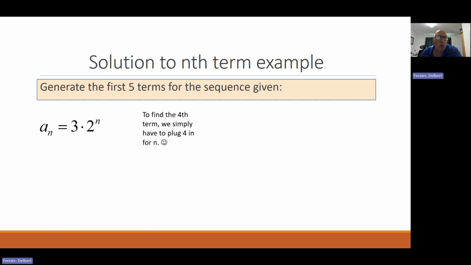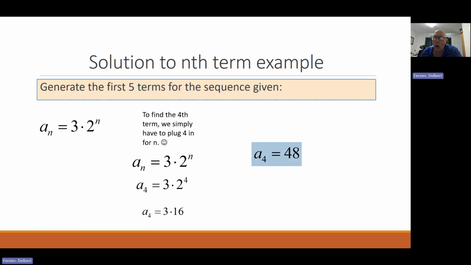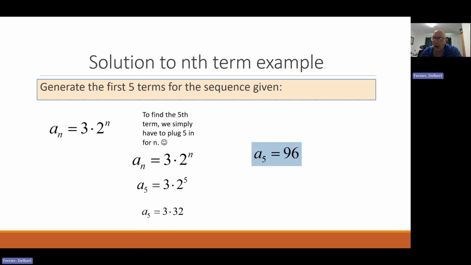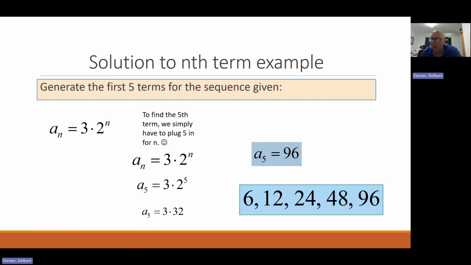Finding term 4 puts 4 in for n. We're going to find 3 times 2 to the fourth. 2 to the fourth is 16, and 16 times 3 is 48. One more term to go, so we'll put 5 in and find term 5. 2 to the fifth is 32, and 32 times 3 is 96. Running them all in: 6, 12, 24, 48, 96. In every case we are doubling to get from term to term. So that's an example of nth term sequence generation.